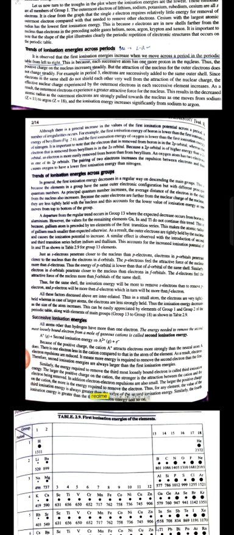Although there is a general increase in the values of first ionization energy across a period, a number of irregularities occur. For example, the first ionization energy of boron is lower than the first ionization energy of beryllium, and the first ionization energy of oxygen is lower than the first ionization energy of nitrogen. It is important to note that the electron that is removed from boron is in the 2p orbital, whereas the electron that is removed from beryllium is in the 2s orbital. Because the 2p orbital is of higher energy than the 2s orbital, an electron is more easily removed from boron than from beryllium.